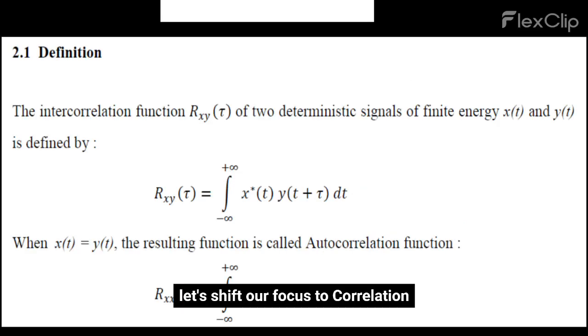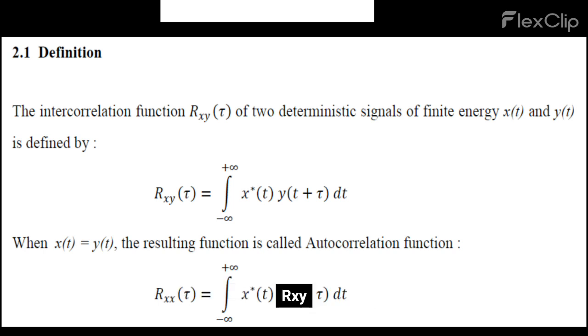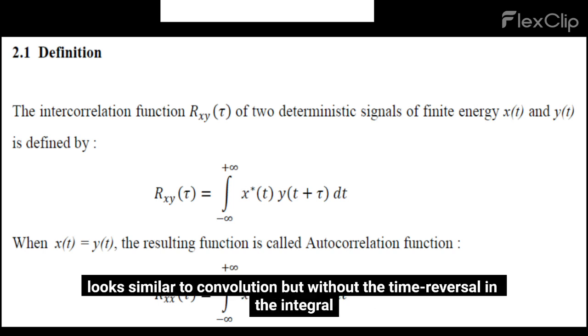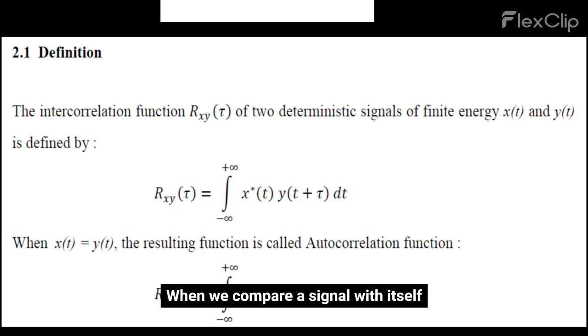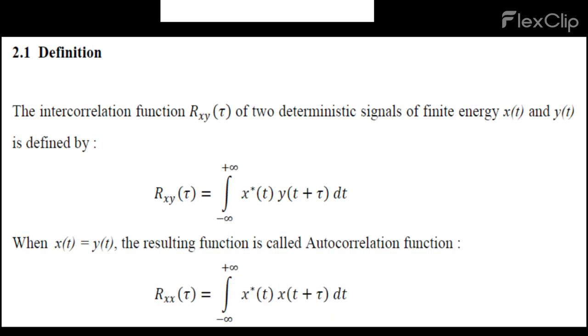Now, let's shift our focus to correlation. Correlation is used to determine how much two signals resemble each other. The cross-correlation, Rxy, looks similar to convolution, but without the time reversal in the integral. When we compare a signal with itself, we call it the autocorrelation function, Rxx. This helps us find patterns or periodicities hidden within a single signal.